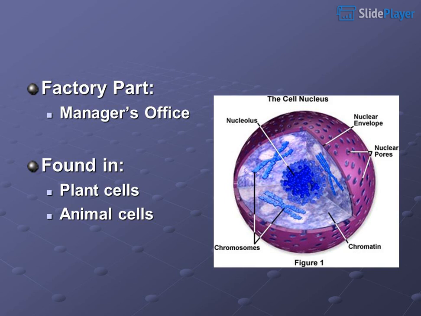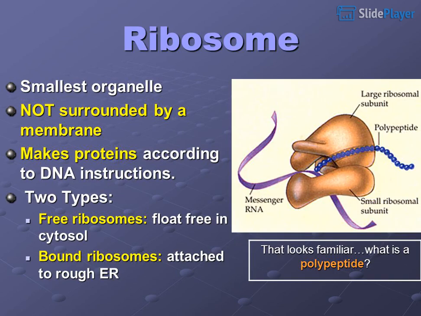Factory part: manager's office. Next, the ribosome. What is a polypeptide? The ribosome is the smallest organelle and is not surrounded by a membrane. It makes proteins according to DNA instructions. There are two types: free ribosomes, which float free in the cytosol, and bound ribosomes, which are attached to the rough ER.